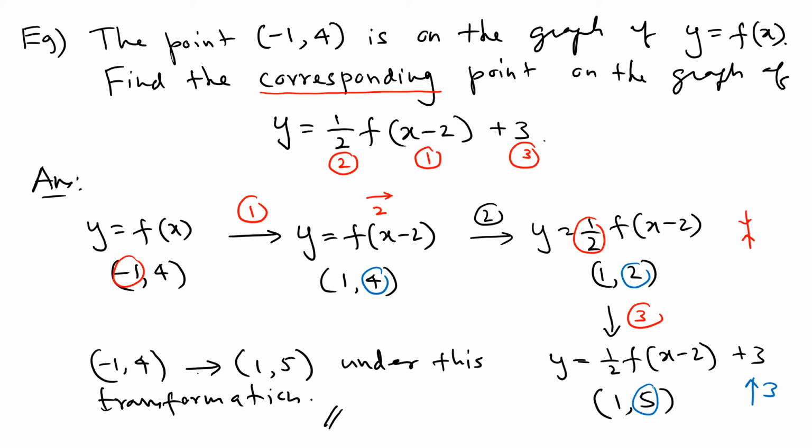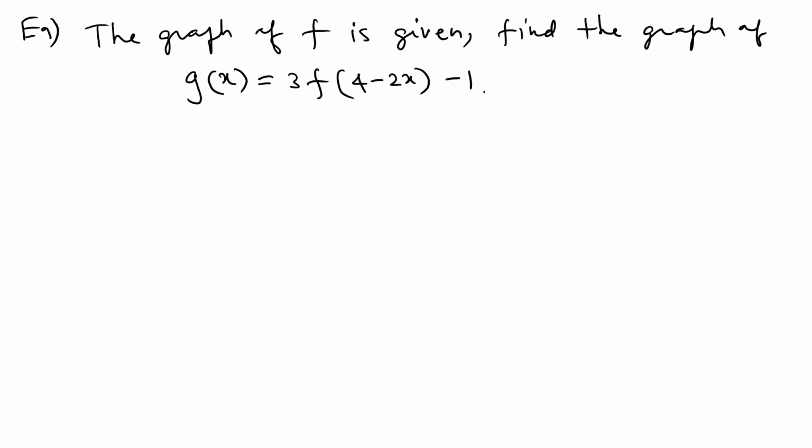So let's do a graphical one. So let's do a little difficult one and see how it's gonna work. And then after we can do 2 more algebraic questions. Okay, so let's do the next one. It may be a little difficult, but let's see how it works. So the graph of f is given. Find the graph of g of x equal 3 f of 4 minus 2x, minus 1. It's a very interesting question.